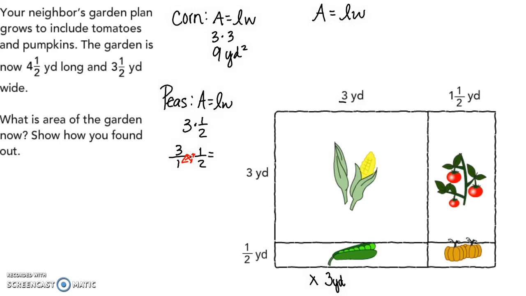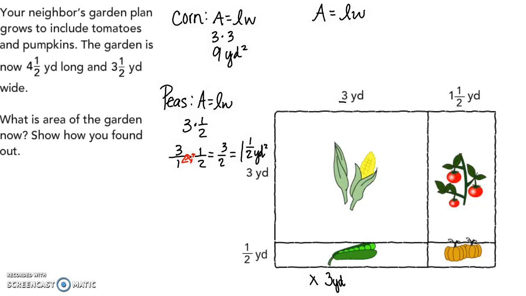So if you multiply straight across the top, you've got 3 times 1 is 3, and 1 times 2 is 2. The problem with this answer is that it creates an improper fraction, and now we need to make it a mixed number. So you would say that 2 goes into 3 one time, with 1 left over, and your denominator stays the same. So the area for your peas is 1 1/2 yards squared.